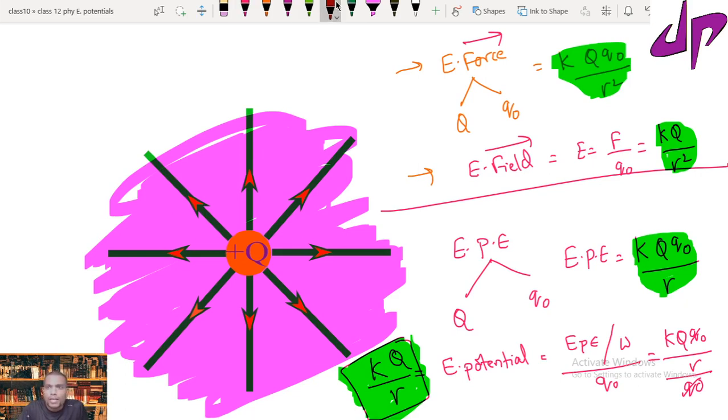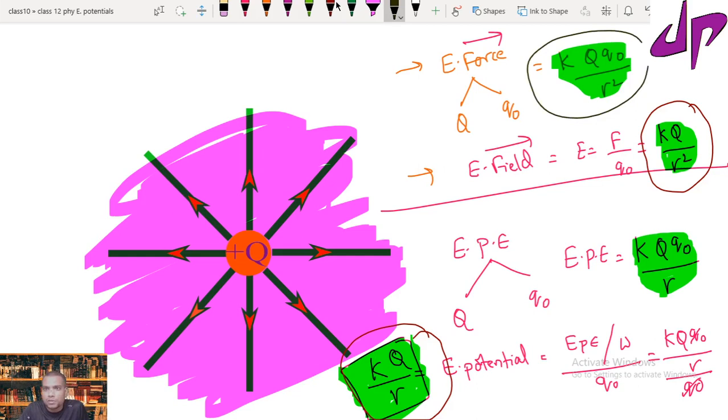So electric field and electric potential are source charge dependent characters, while electrostatic force and electric potential energy depend on both the source charge and the test charge. If you get clear between these four characters, things will become easier. So try to analyze them carefully.